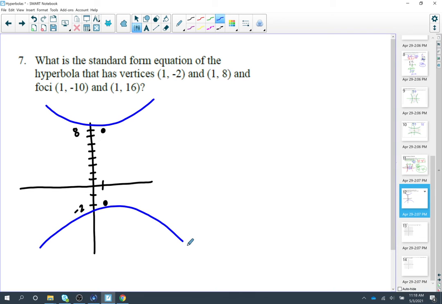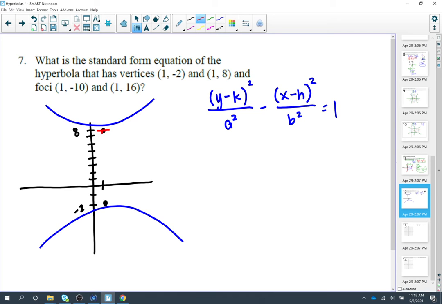Because that's happening, it cuts through, in this case, the y-axis. I'm sorry, I said that backwards. It cuts through the y-axis, so we know that we're going to have y minus k. Remember, the k value always sticks with the y, and then a squared minus x minus h, because h always sticks with your x. So we know that's going to be our standard form. We just have to go find everything and start plugging it in.